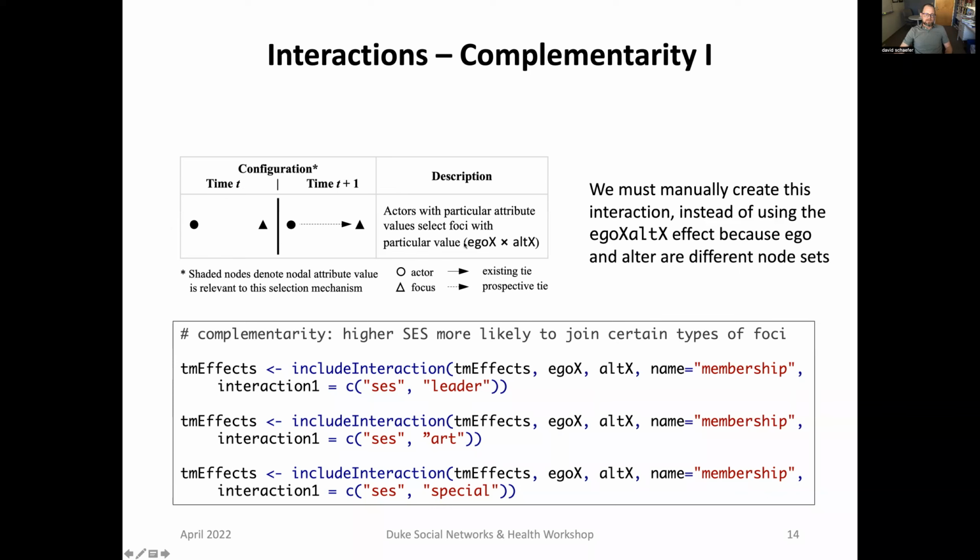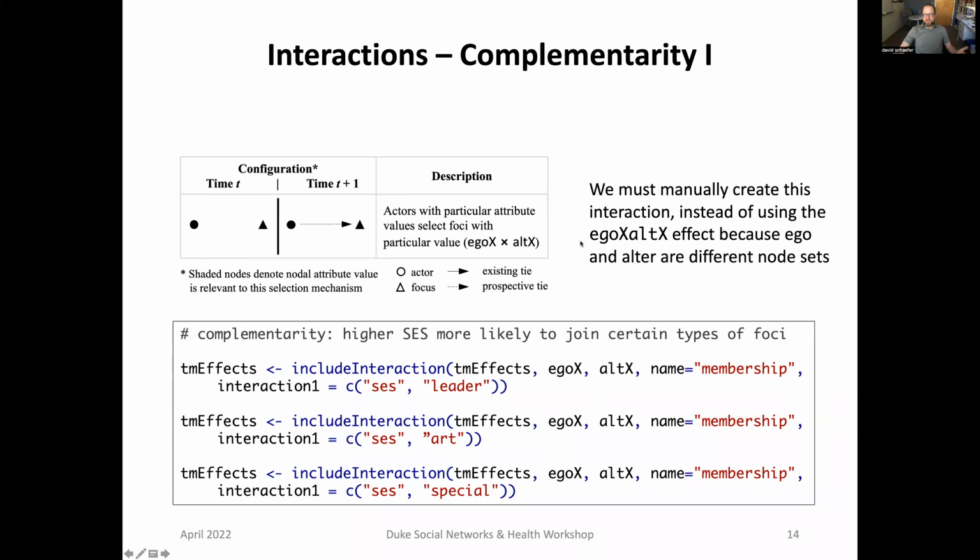And so in our data, what we're doing is looking at, for instance, do actors vary in socioeconomic status? And so do higher socioeconomic status actors, are they more likely to join leadership activities, art activities, and special interest activities compared to lower SES adolescents? Okay. All right, so this is an interaction that we're creating. We're using the include interaction function to set up the effect.